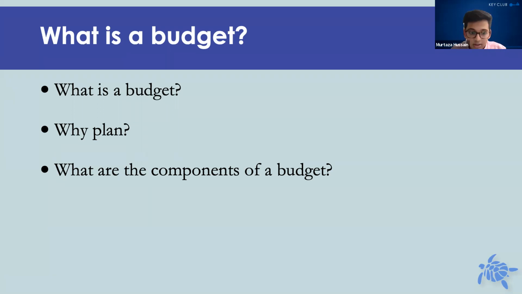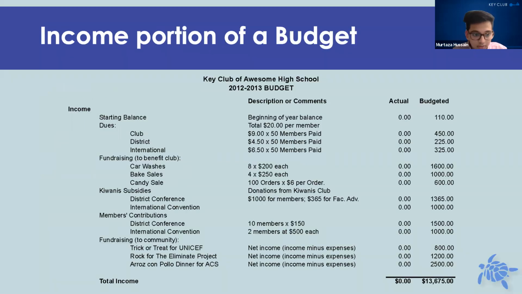So that being said, what are the components of a budget? Definitely the income and the expenses. If you do want to gain additional color on what a budget looks like, here is the income portion of the budget. So this is a sample budget of Key Club of Awesome High School. And as you can see, there's a total dues amount of $20 per member. So that is noted down in a sort of Excel sheet.